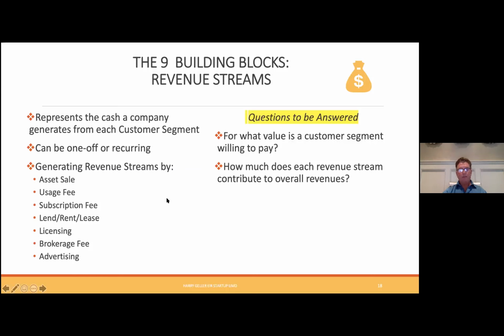So with your revenue stream, the questions you want to ask are, for what value is a customer segment willing to pay? And how much does each revenue stream contribute to overall revenues? So again, you would look at these in the beginning and measure what is likely to contribute the most to our revenue, and then those are the things you want to focus on in the beginning when trying to develop a business plan.